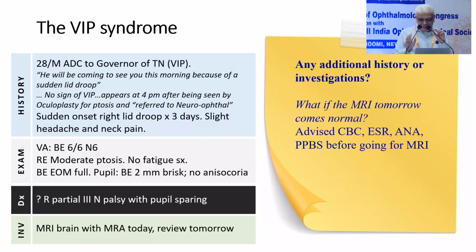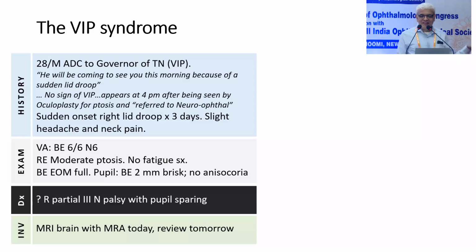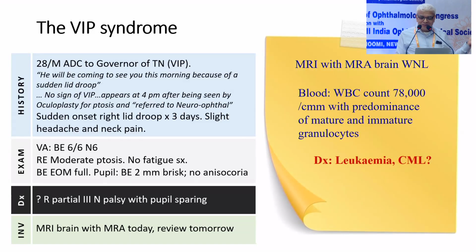Next morning, I go to Netra, and all hell breaks loose in Dr. Badrinath's office. I'm wondering what I have done wrong this time, because VIP is the one where you get into trouble. Then they said there was something wrong with the lab. They had called the patient back in the night, taken the blood again and checked, and the MRI was normal, and the blood count was 78,000.